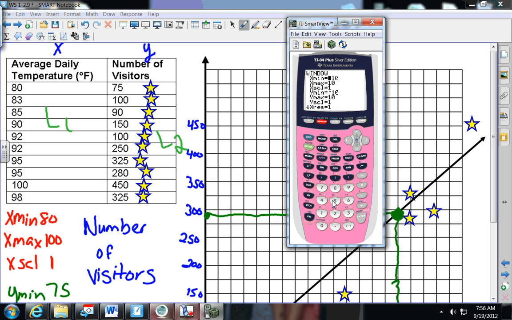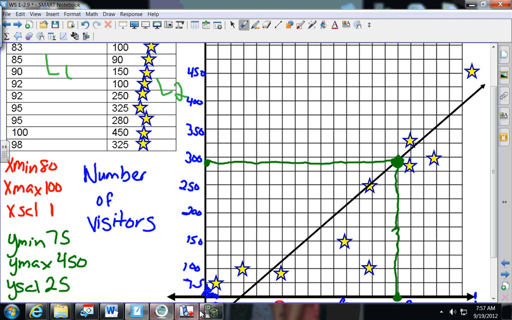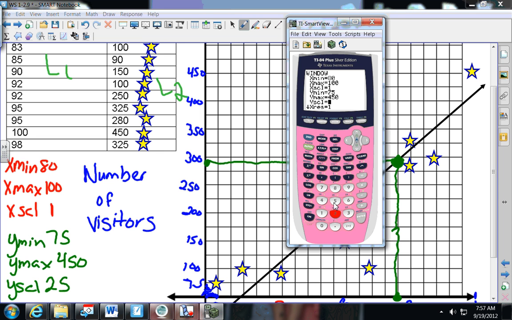So let's go up here and put in there 80, 100, and we used X scale of 1. Y, the Y minimum was 75. Oh, I changed my scale. Hold on. Y minimum was 75. What was our Y maximum? 450. And our Y scale, what do we graph it by? 25. After you put that in there, now press graph.